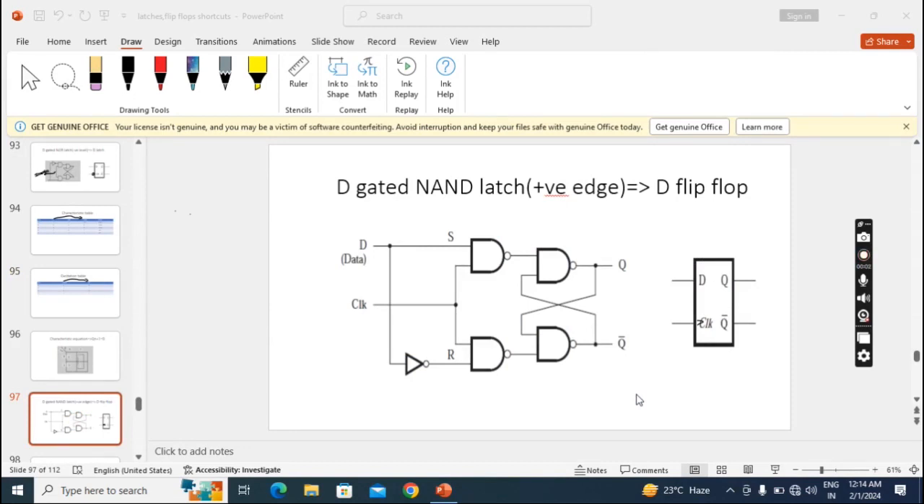In this lecture, we'll discuss the D flip-flop with the positive edge and with the NAND latch part. This is the logic diagram, same as the D latch. In the symbol, we have to keep this triangle symbol.